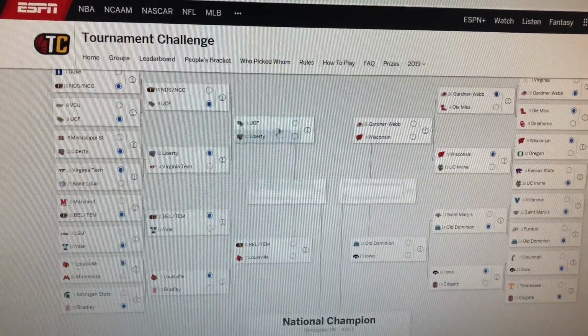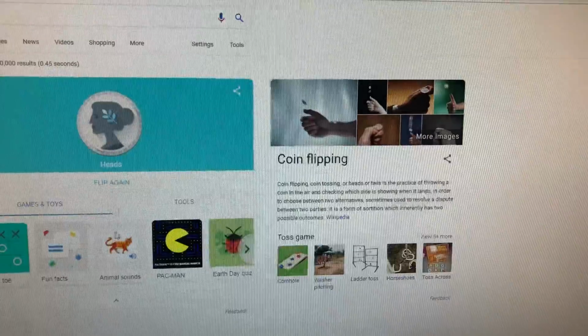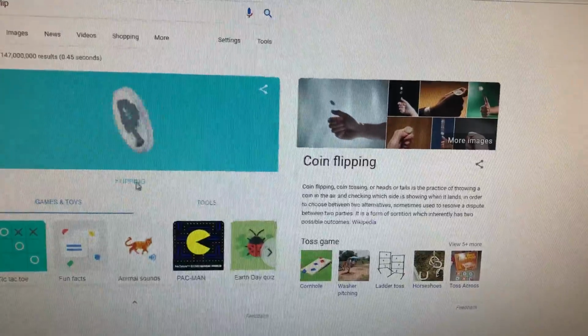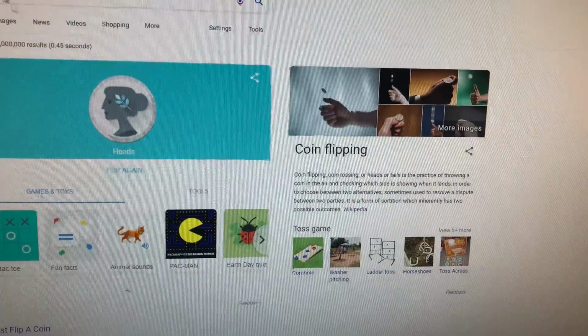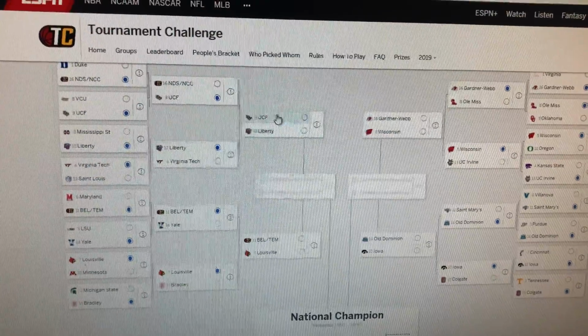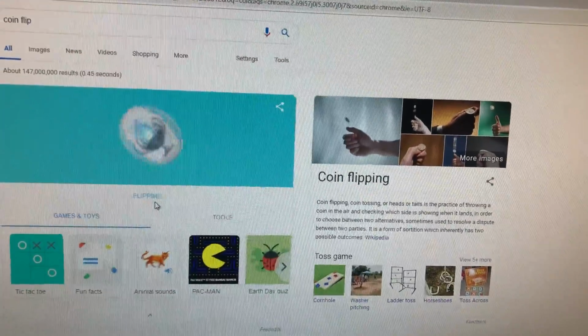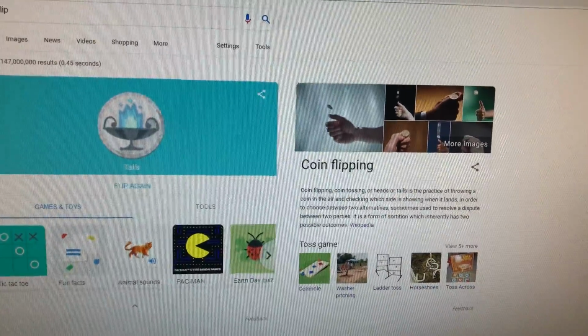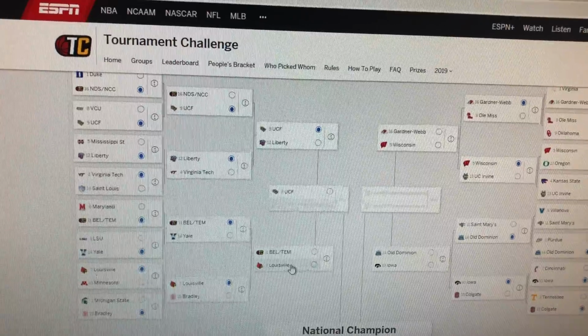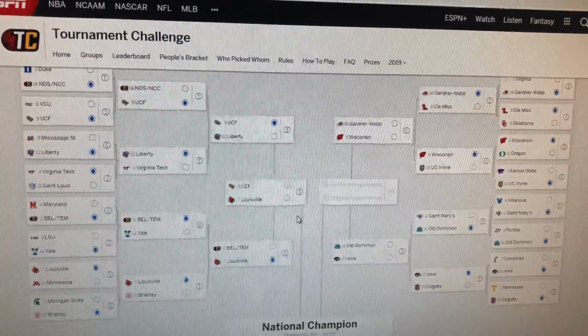So then first spot in the Elite 8, UCF and Liberty. Let's see tails. Let's see Liberty move on. I want to see a double-digit team. We have UCF moving on. Now I really want to see Belmont moving on. I really don't want to see Louisville in the Elite 8 as a Kentucky fan. We have Louisville moving on. A 7 and a 9 seed moving on right there. And then I'll just go ahead and do this one.